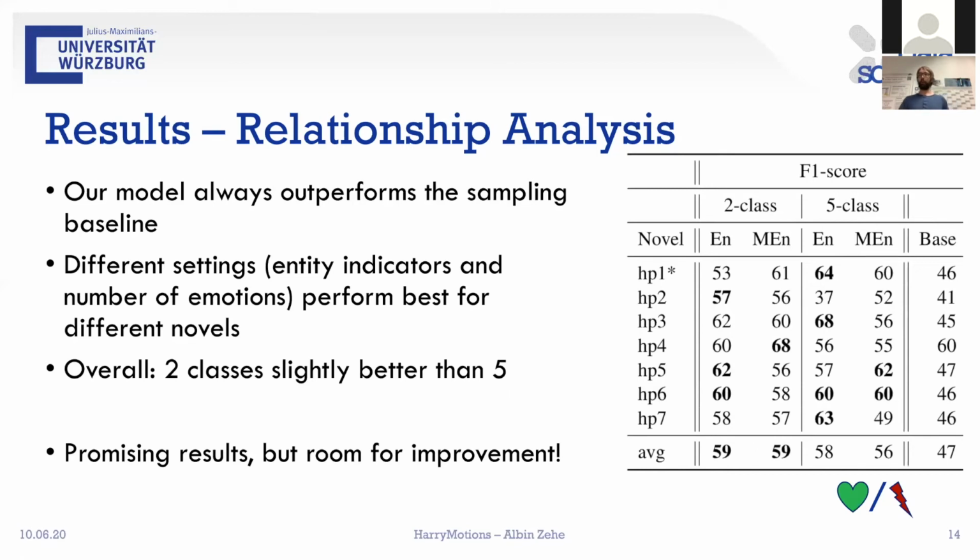There is, however, a difference in whether we aggregate classifications for 2 emotions or aggregate classifications for 5 emotions. The 2-class emotion classification setting usually outperforms the 5-class emotion classification. So overall, we reach an F1 score of 59% for the relationship classification when we use the 2-class emotion predictions from our BERT model. These results, I would say, are promising, but there is still room for improvement, which is not too unexpected because we use a rather simple aggregation scheme, which could be improved.